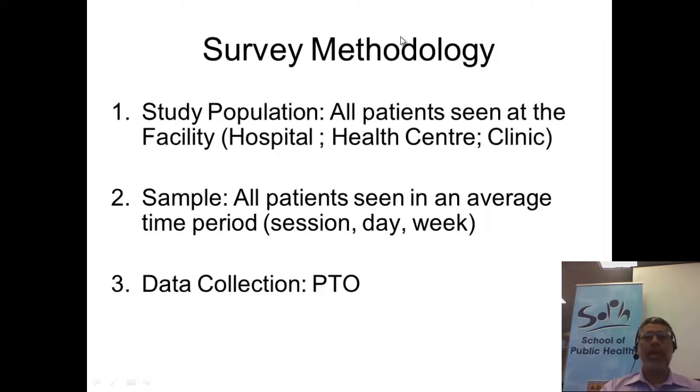So, if the population is all patients seen at the facility, this could be throughout any time period, you would then need to get a sample. And the best way to get a sample is a time delimited sample, i.e. you choose a particular time period. So it could be a session, a day, a week, a month, etc. Usually, 1 day is sufficient to give you an overall assessment of how the facility works, if every day at the facility is the same or similar.